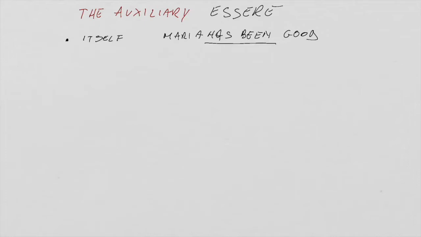So for the sentence "Maria has been good," you need first the present tense of essere, because Maria equals she, and then you need the past participle of essere, that is stato. Now, since Maria is a feminine subject, and the past participle of verbs formed with essere must agree in gender and number with the subject, you must transform stato into stata. Result: Maria è stata brava.